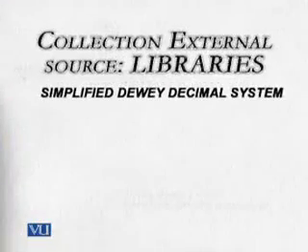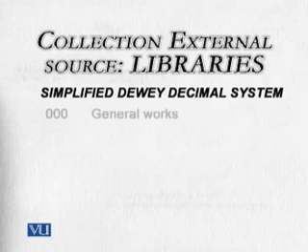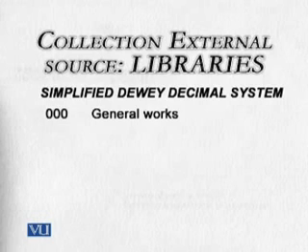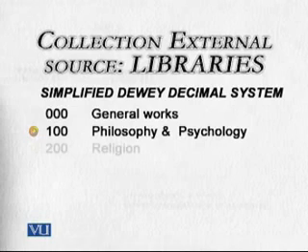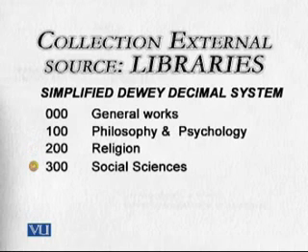Now, a brief idea of this Dewey simplified system of book categorization. General works are categorized as 000, and philosophy and psychology is 100. So if you find 100 on books, they will be all about philosophy and psychology. Religion, 200. So books under 200 are religion, 300 social science.